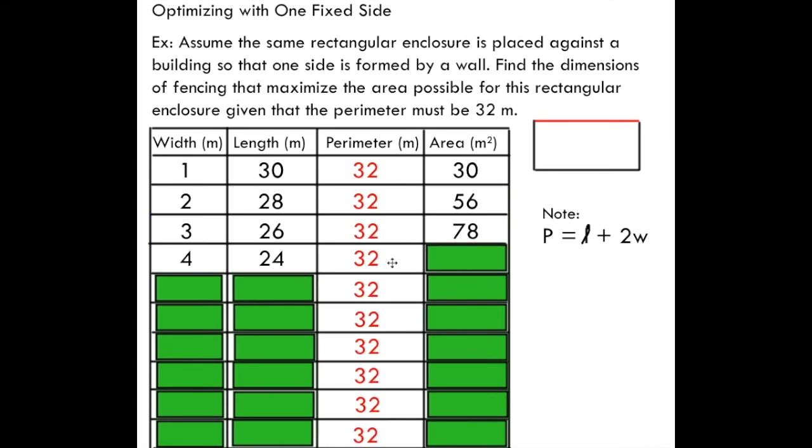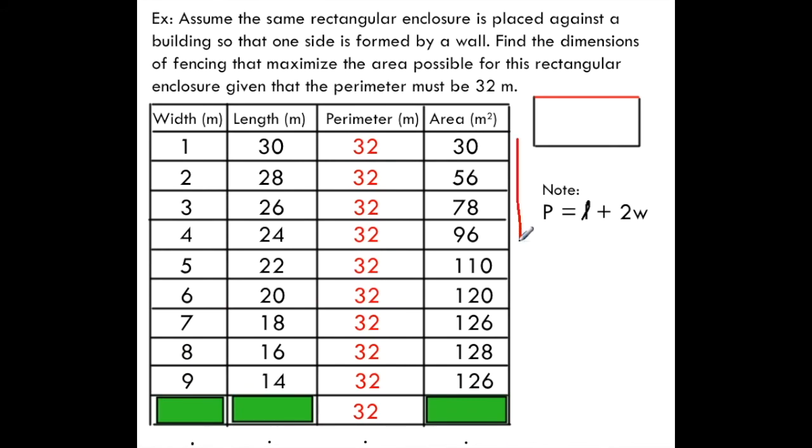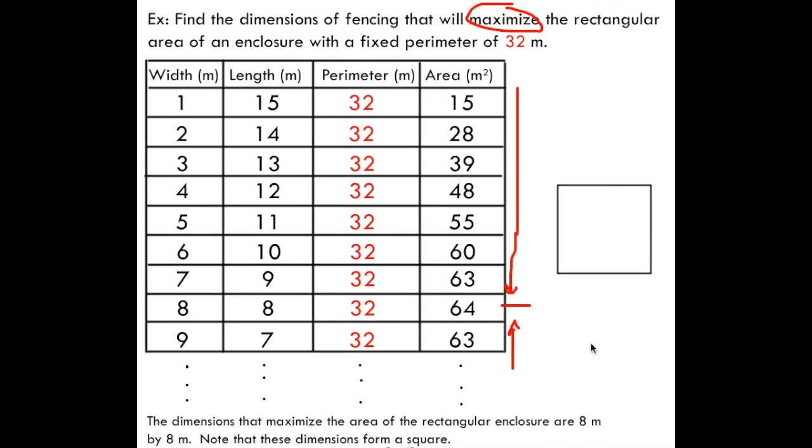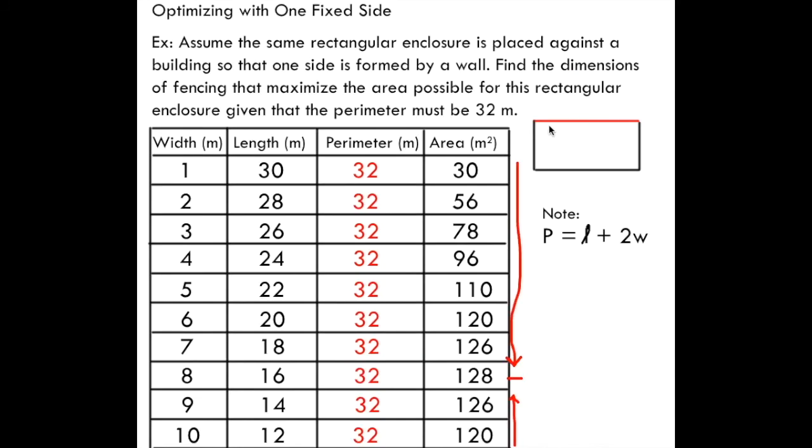I can continue this. If I keep making these adjustments, I get more and more area. At one point, we stopped increasing, so we reached 128 meters squared, and then from there on, any further changes will actually decrease the area of this enclosure. So as it turns out, a width of 8 meters and a length of 16 meters would provide me with the greatest possible area for this rectangular enclosure. If we compare that to the last example, the greatest possible area was 64 meters squared. So in this case, if I get rid of one side of fencing, I can double the amount of area that I have possible to be formed by this fencing.